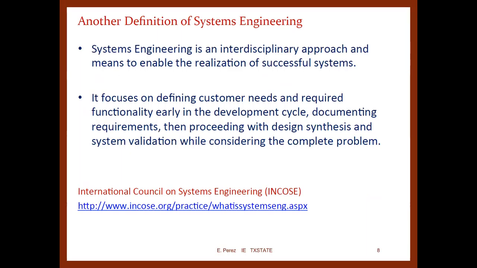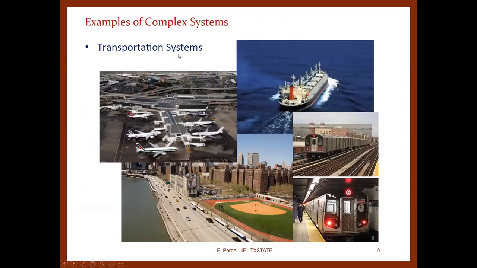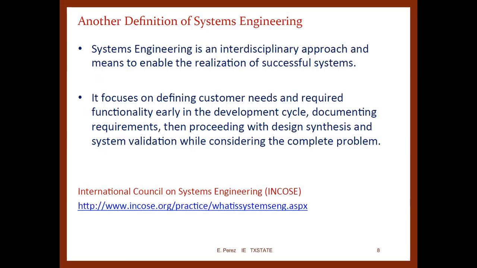Another definition for systems engineering is an interdisciplinary approach and means to enable the realization of successful systems. So this is a very important aspect of systems engineering. That word interdisciplinary means that it requires knowledge from different fields. If you are trying to deal with a problem, let's say right now that we have COVID-19, if you try to do vaccines or distribute vaccines in the nation, that is a problem that requires a system. It's a complex endeavor and will require many disciplines. So in that sense, it becomes interdisciplinary.